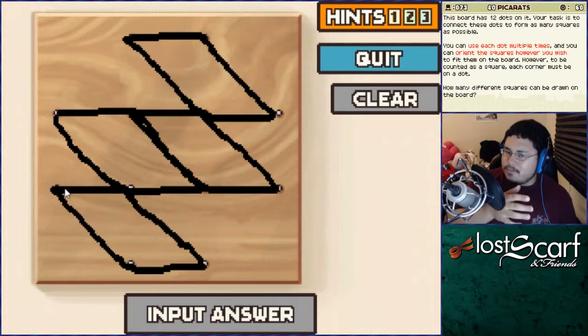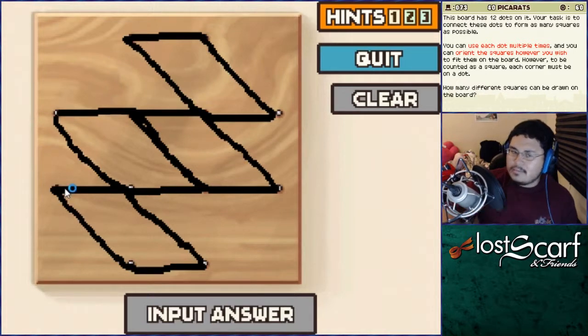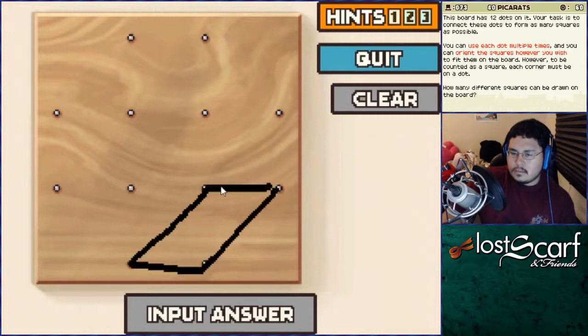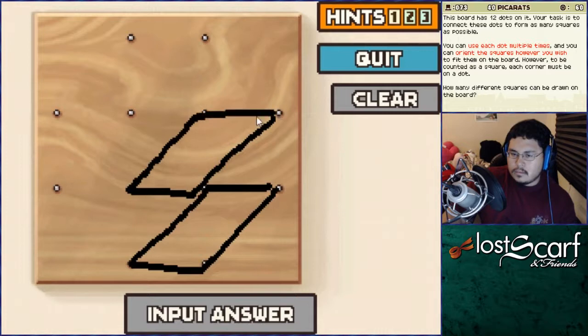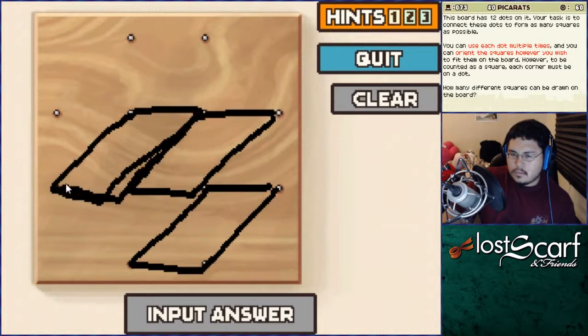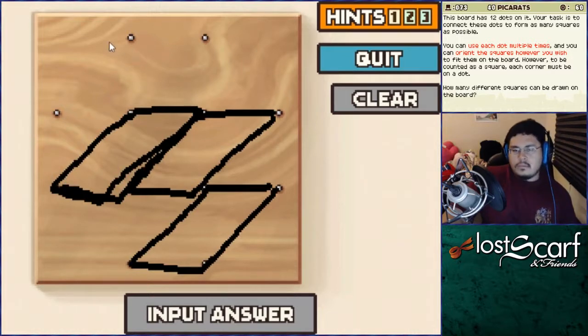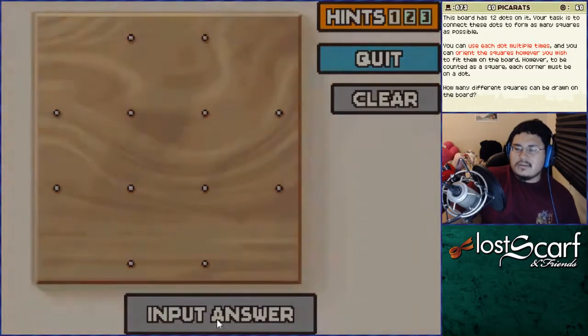Four that way, so 4 the other way, right? So that's 8 and 5. I'm going with 13. Is that enough? Is there more than that? Go with 13. Go with 13.